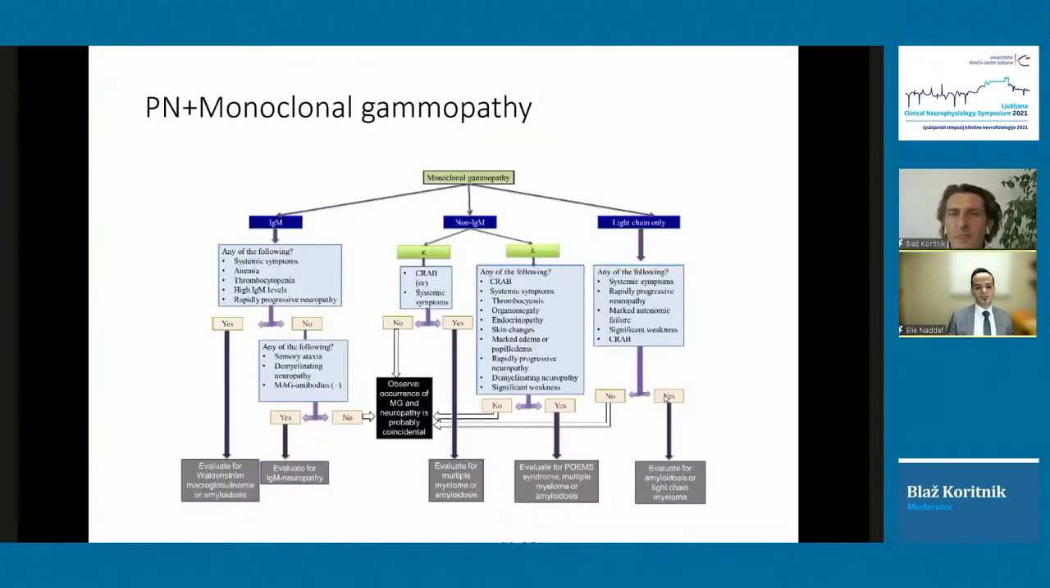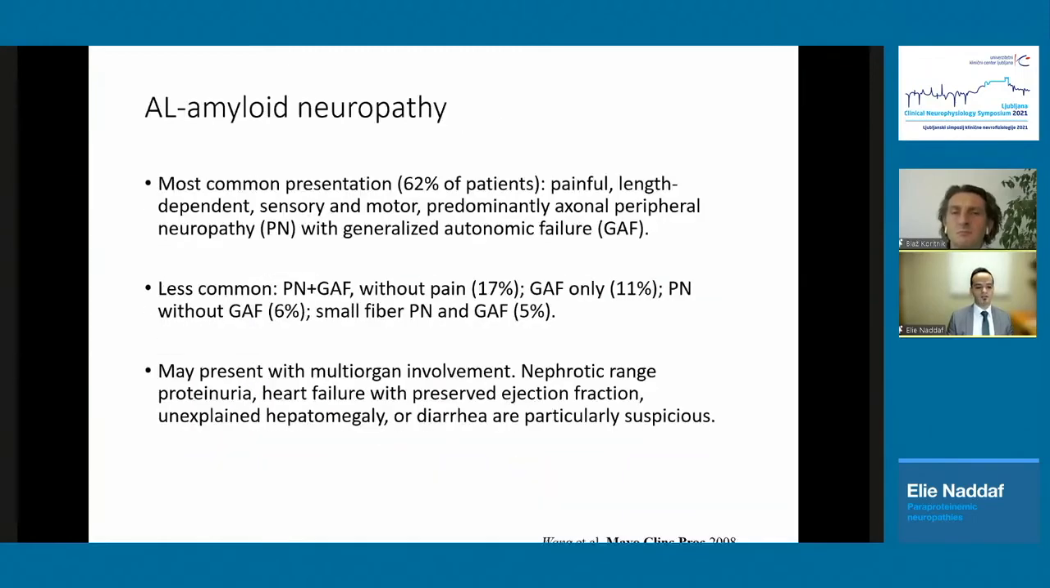So to call the protein monoclonal gammopathy of uncertain significance, that means there is no amyloidosis there. But if it's just a monoclonal protein, you did the workup and it's amyloidosis, it's very commonly multi-organ involvement. I'm sorry, I skipped that statement there. The particular other non-neurological scenarios that are highly suspicious for amyloidosis are nephrotic range proteinuria, heart failure with preserved ejection fraction, unexplained hepatomegaly or diarrhea. So yes, it is usually a multi-organ involvement.